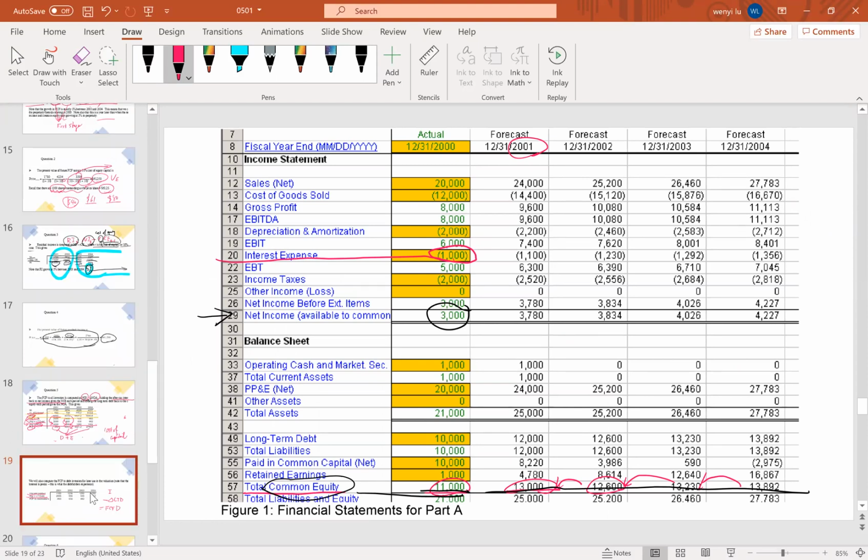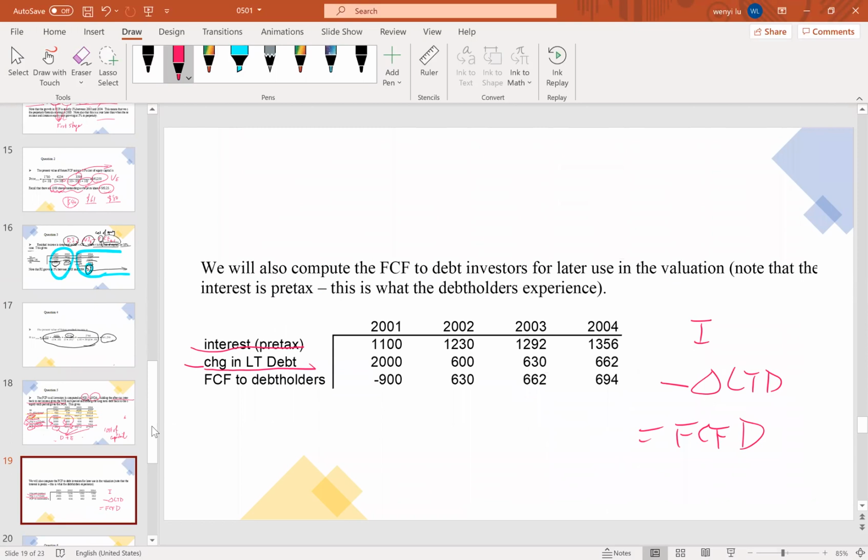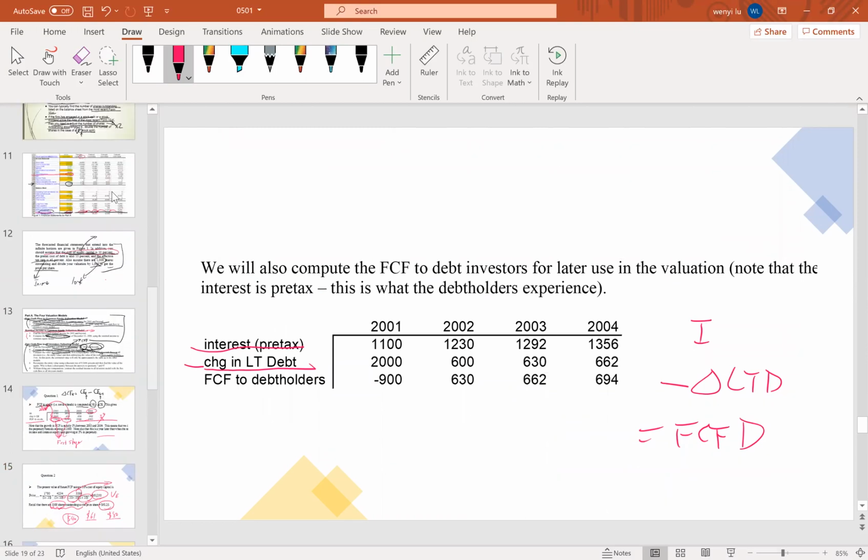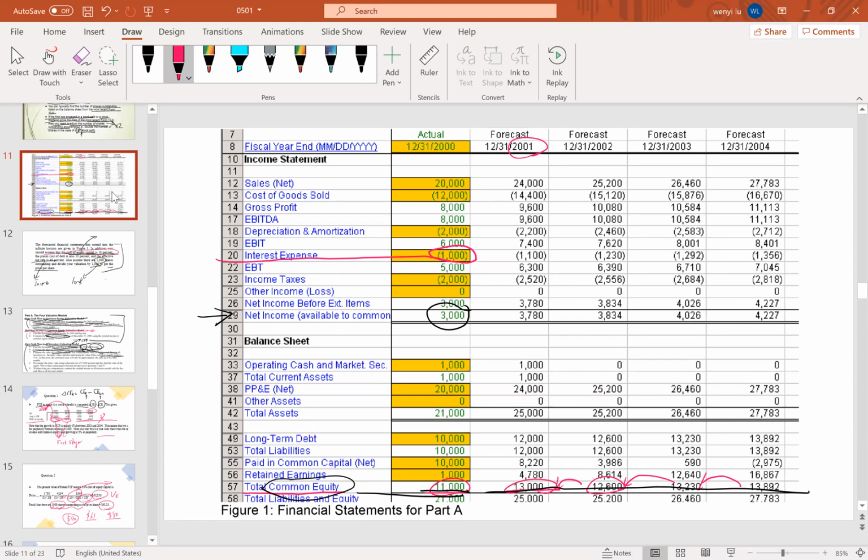Then what is the change in the long-term debt? You can check the long-term debt change over the 2 years. You can see here, in our liabilities from 2000 to 2001, our long-term debt is increasing by $2,000, from 10,000 to 12,000. So our interest expense 1,000, minus the debt change of 2,000.